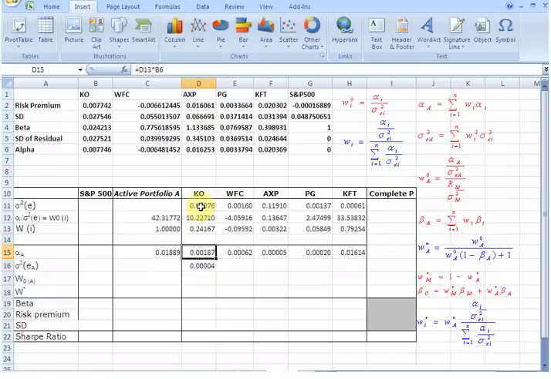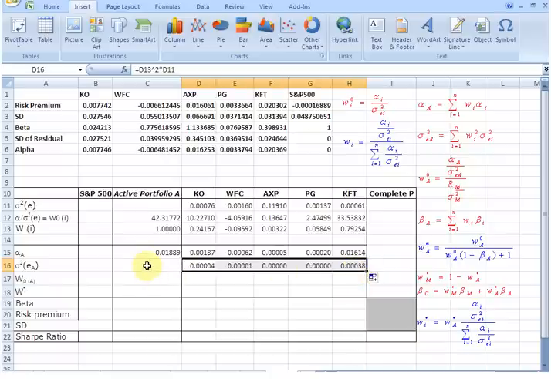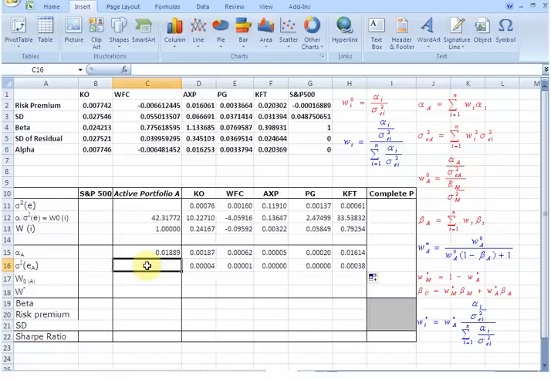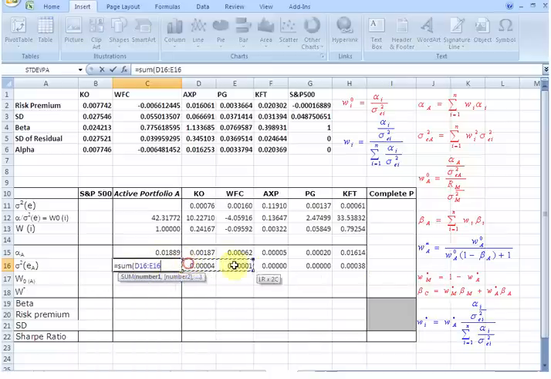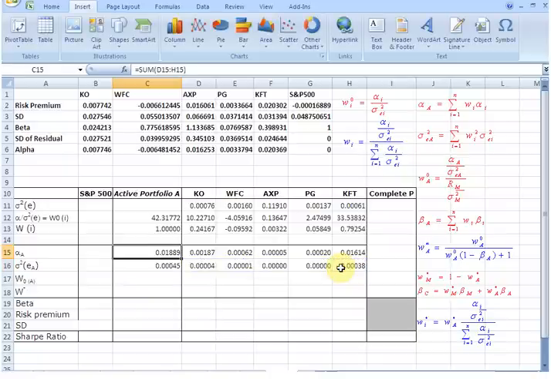Hit enter, and we have this 0.00004. We can drag it across for all other securities in the active portfolio. And then to find the residual variance for the active portfolio, we can simply sum up all these numbers. So 0.00045 is our residual variance for the active portfolio.